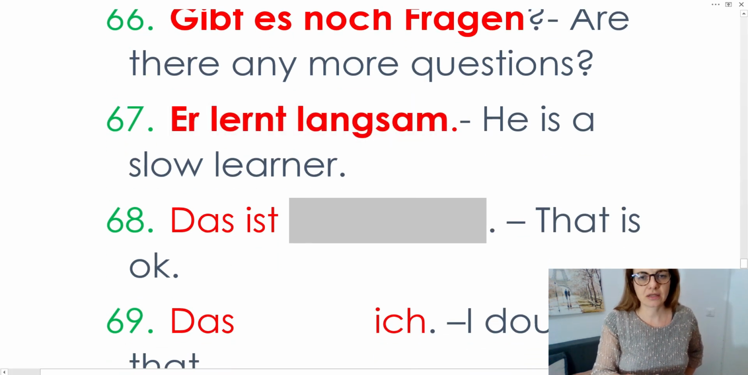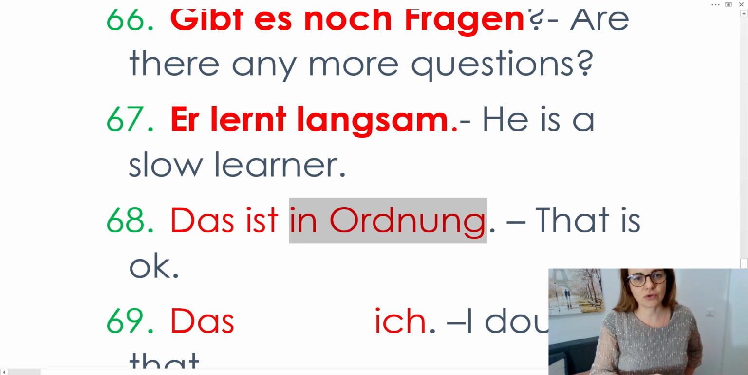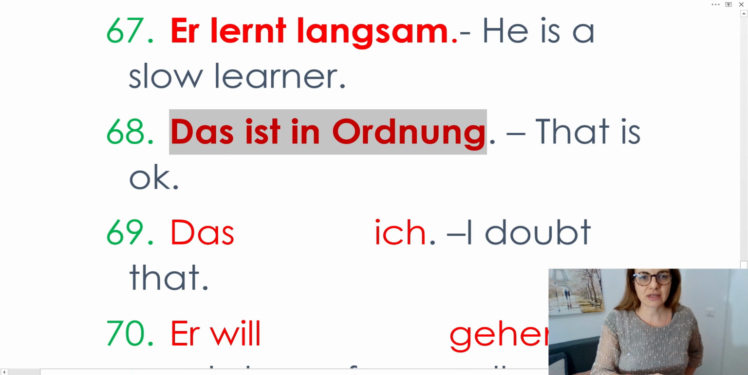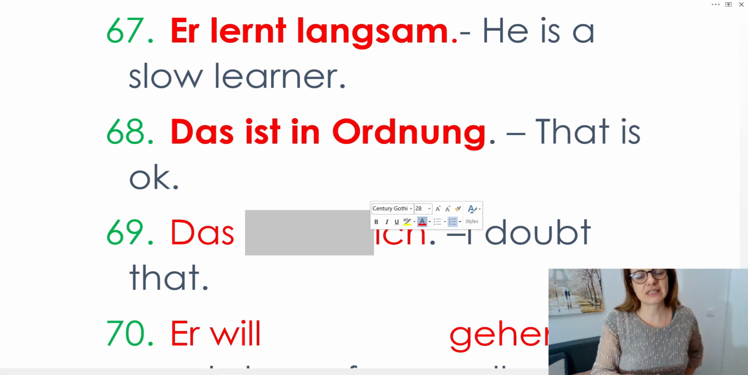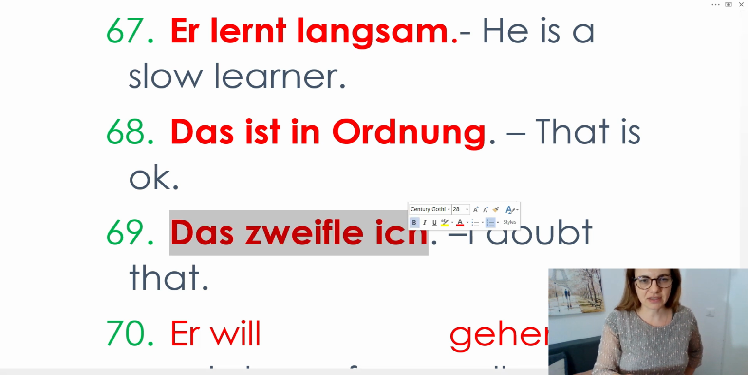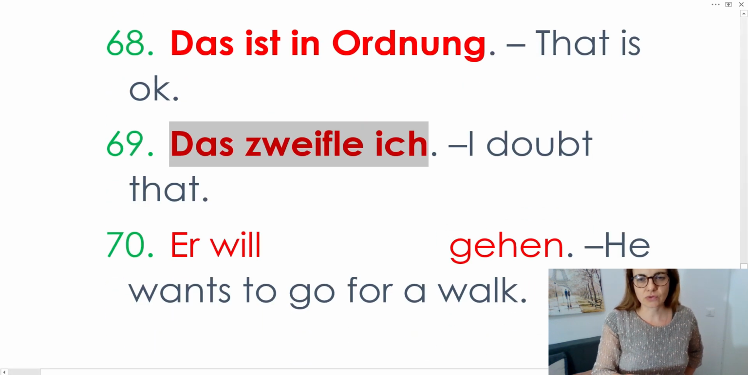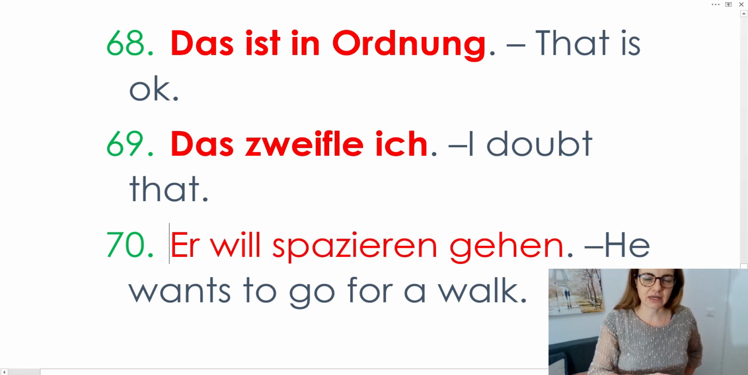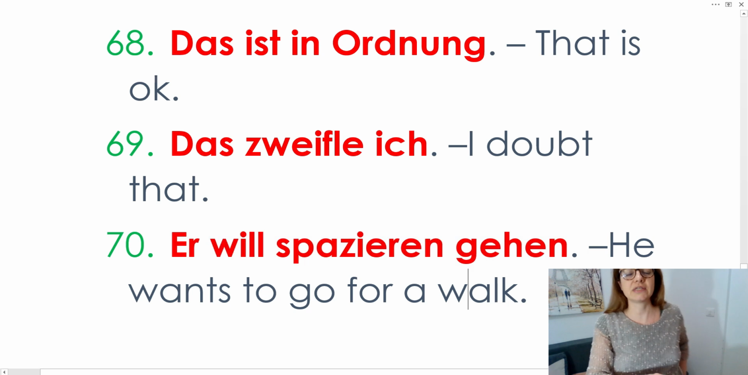That's okay. Das ist in Ordnung. I doubt that. Das zweifle ich. Doubt, zweifeln. He wants to go for a walk. Er will spazieren gehen.